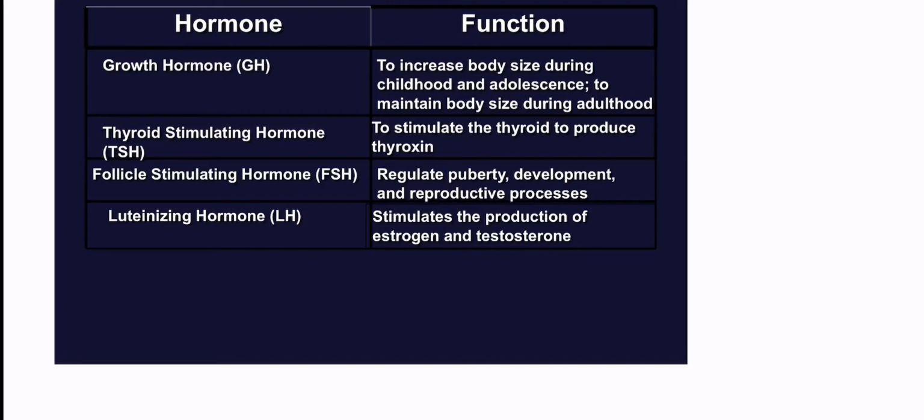And the thyroid stimulating hormone to stimulate the thyroid to produce thyroxine. Follicle stimulating hormone regulates puberty, development, and reproductive processes. Luteinizing hormone stimulates the production of estrogen and testosterone.